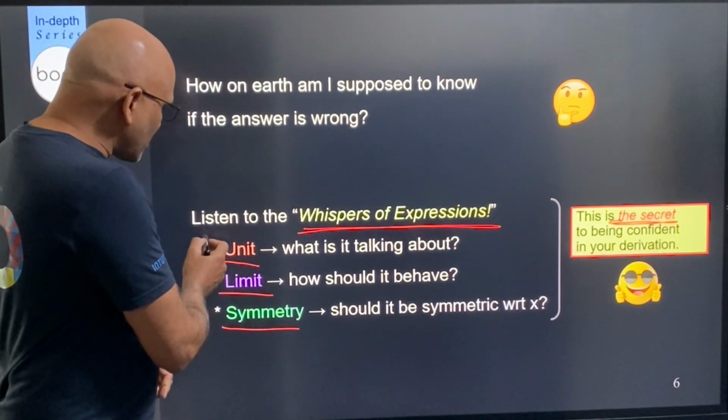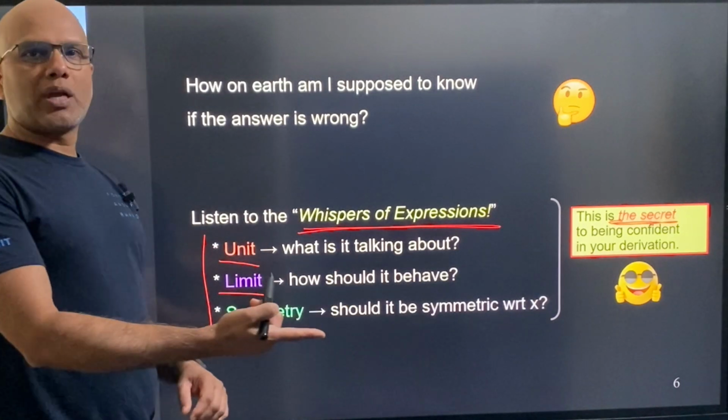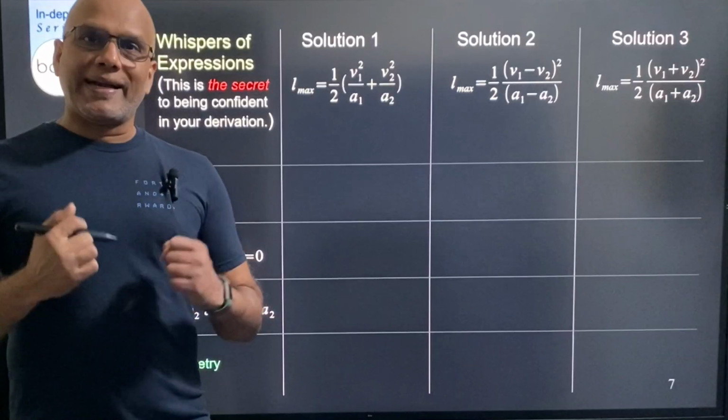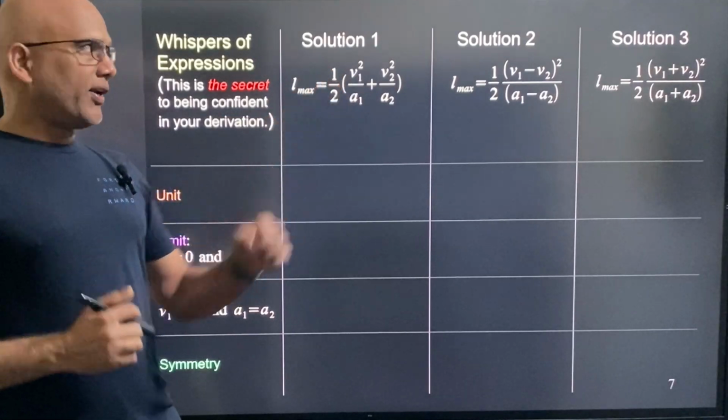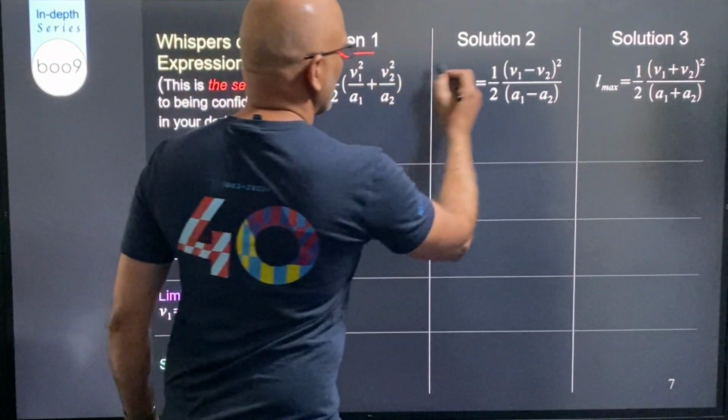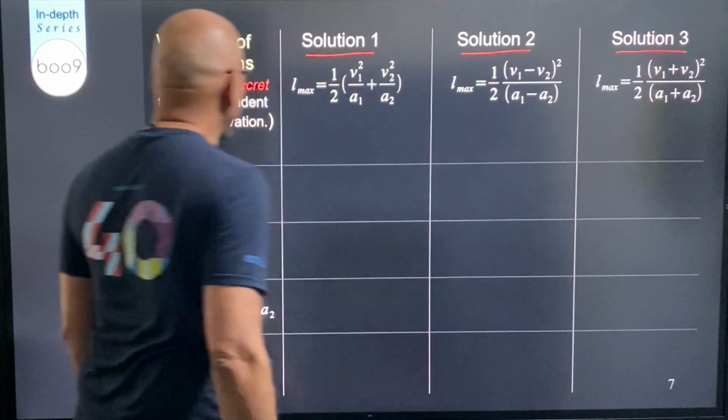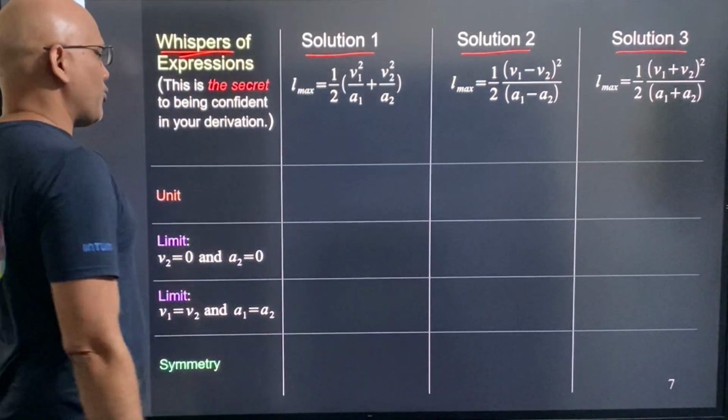And again, this is not something very abstract. I will talk about it in detail in the next slide. All right, we derived three solutions earlier. I have copied those here for convenience, solution 1, 2, and 3. Now we will try to listen to their whispers.